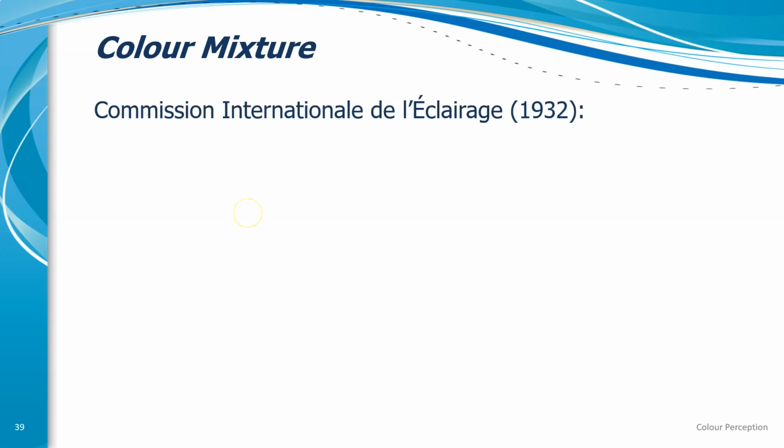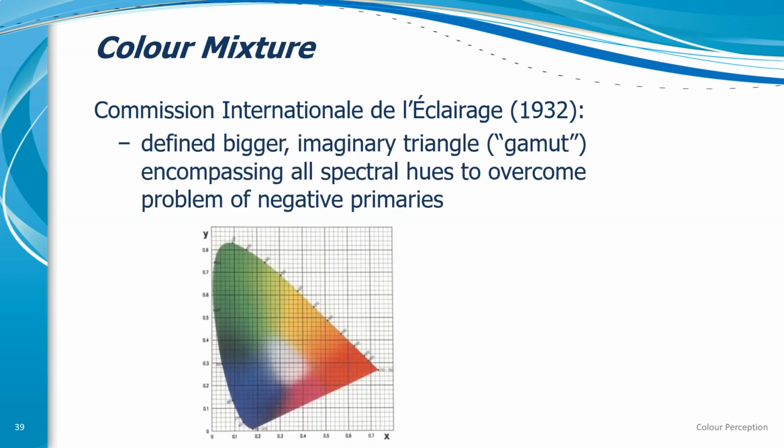So people kind of thrashed around for a few decades until finally, in a meeting of the Commission Internationale de l'Éclairage, they hashed out a way of incorporating all of the hues that we can see. Now, the triangle didn't work, so they used kind of a bigger so-called imaginary triangle. This is called the gamut. If you've ever heard the phrase "you run the gamut," gamut is actually a technical term that represents all of the colors.